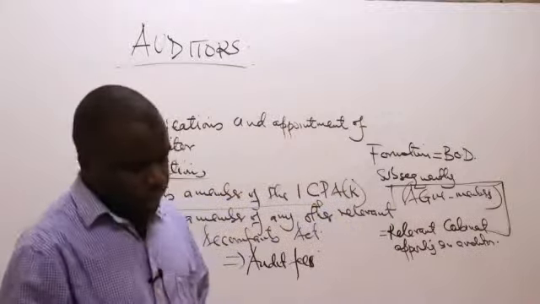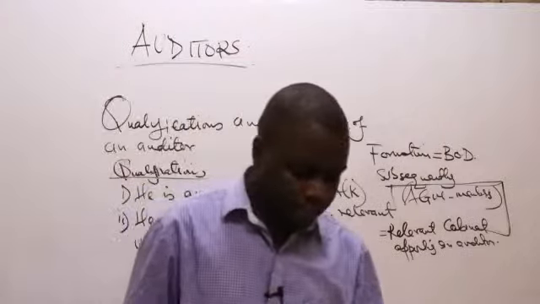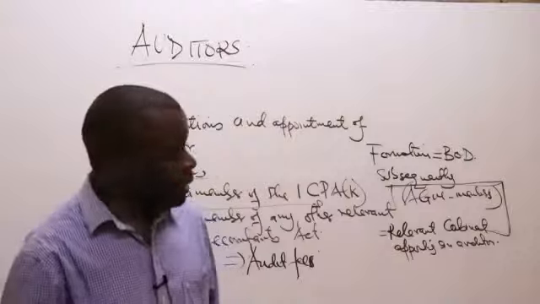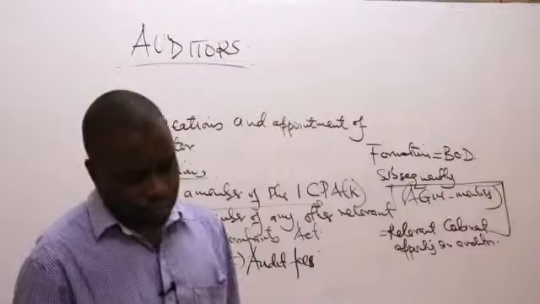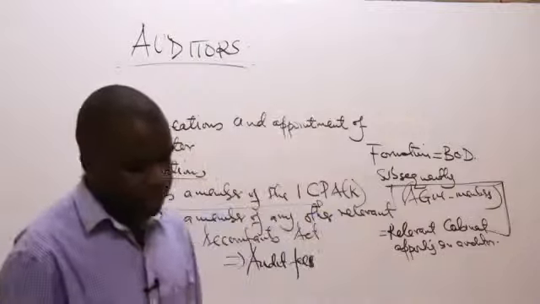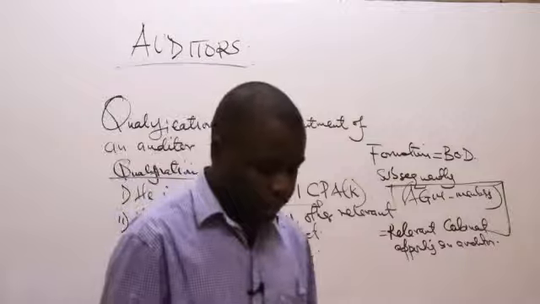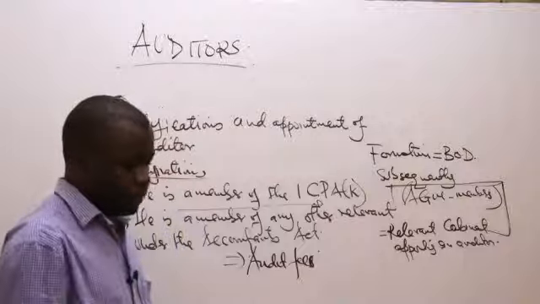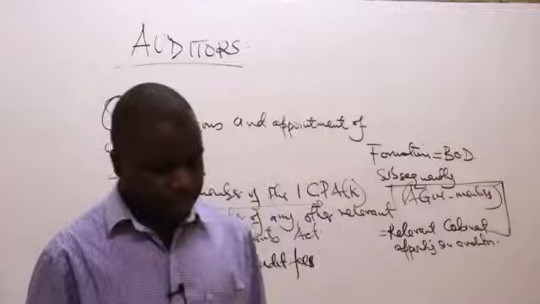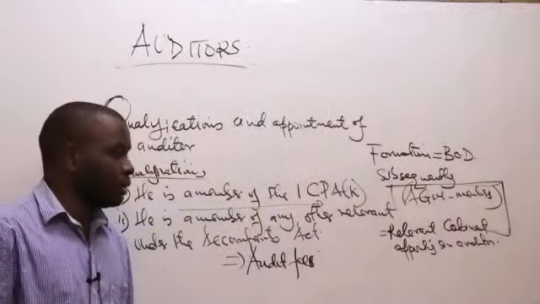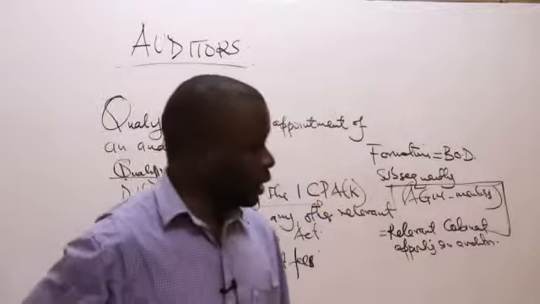Then you can talk about if the directors fail to appoint the first auditor, the company can make an application to the relevant cabinet secretary to appoint one.